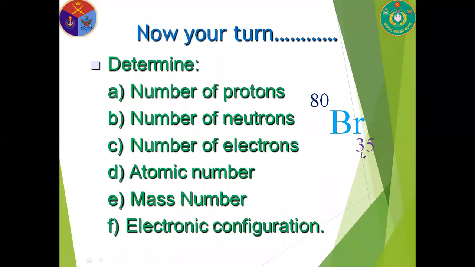Number of neutrons 45, 80 minus 35 equals 45. Number of electrons 35, because there is no charge on that atom. Atomic number 35, mass number 80. Now draw the electronic configuration. We will discuss it later.